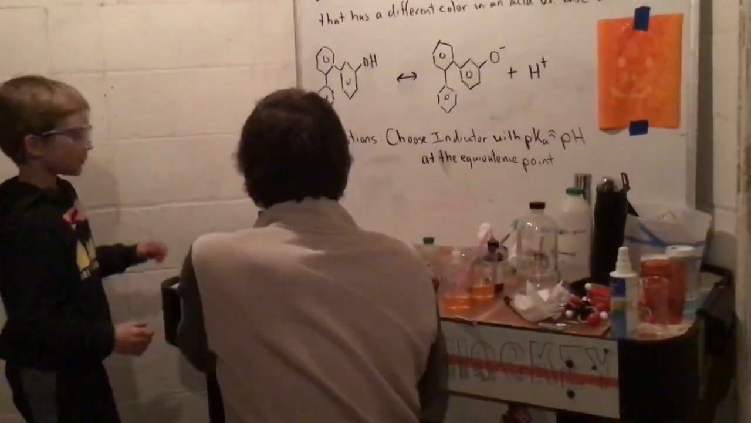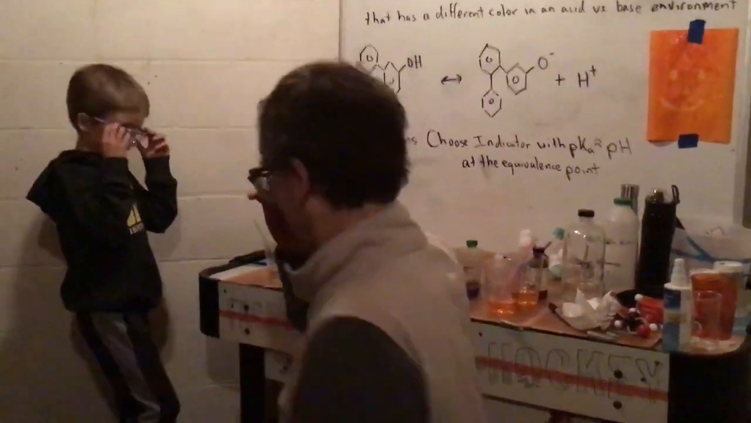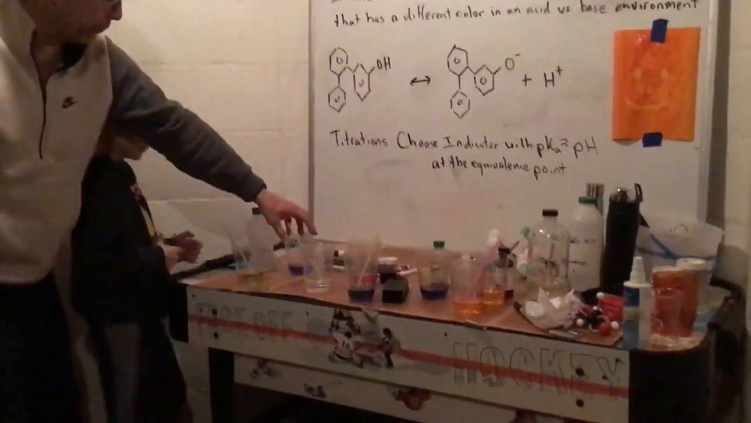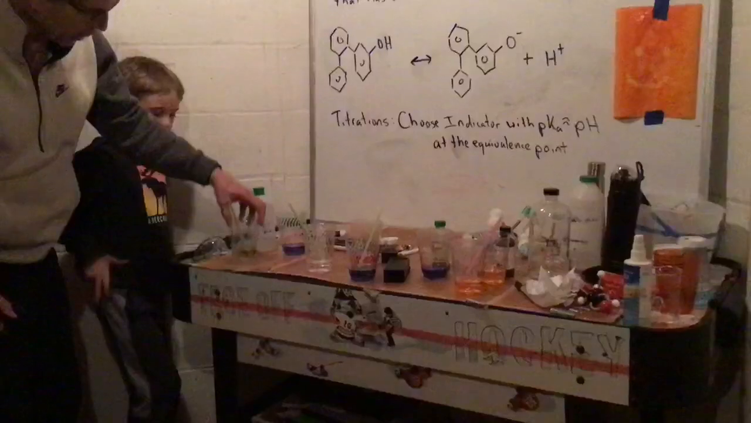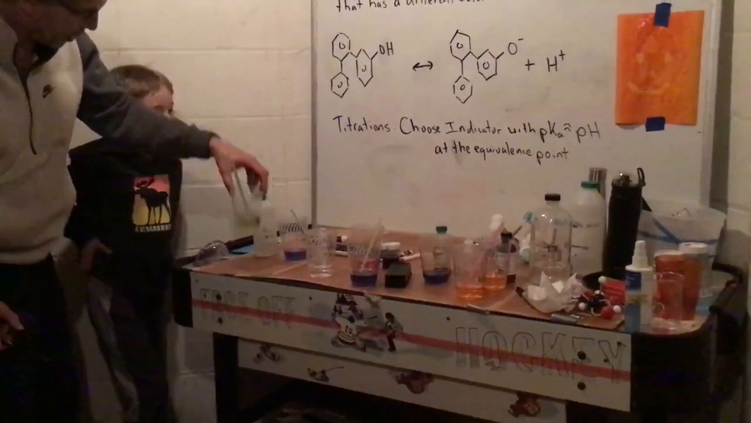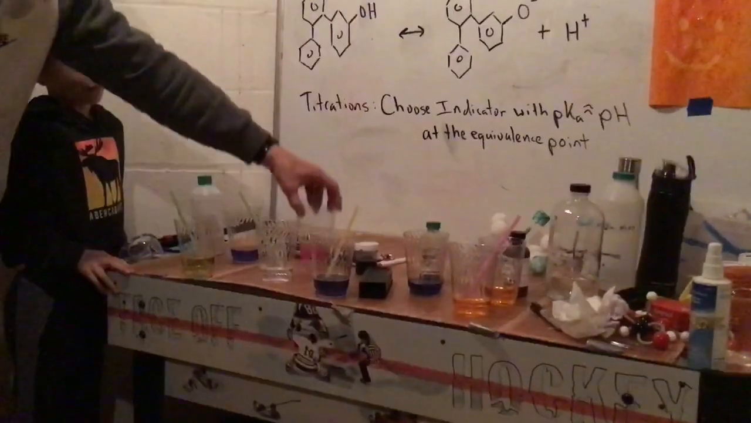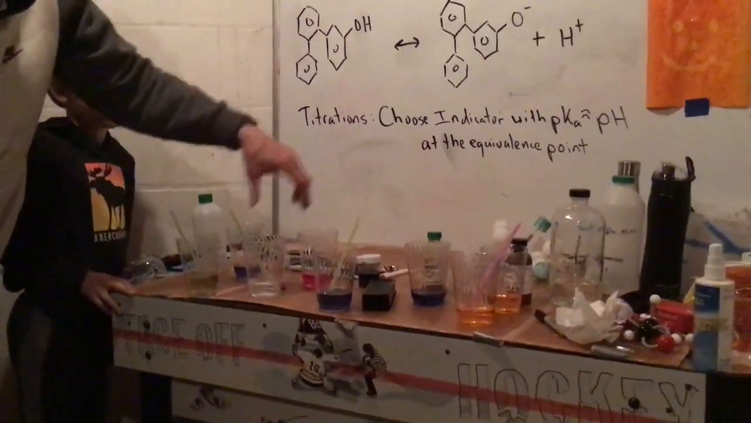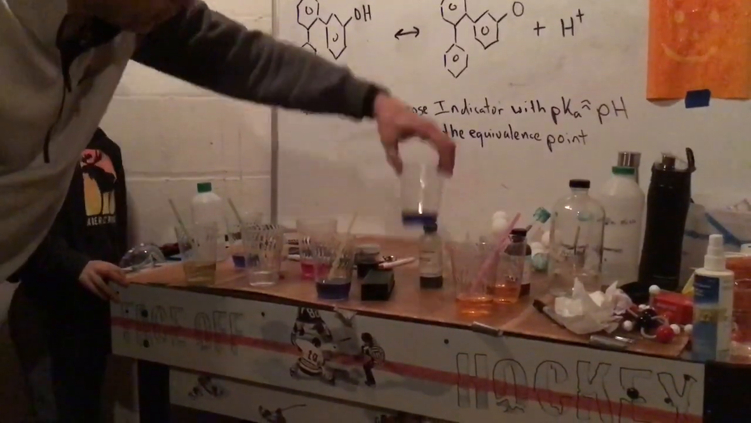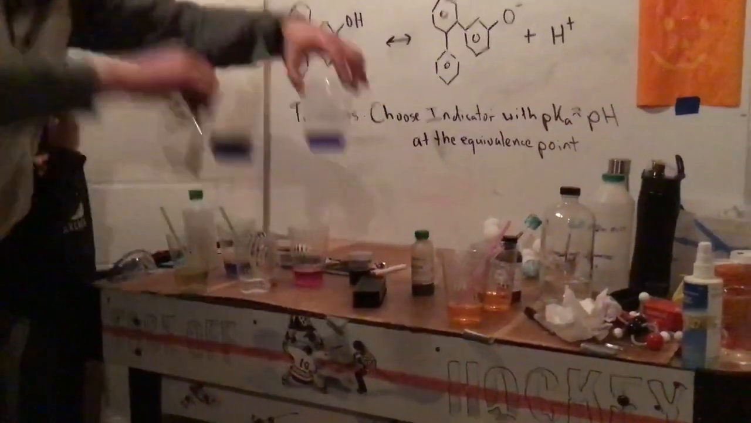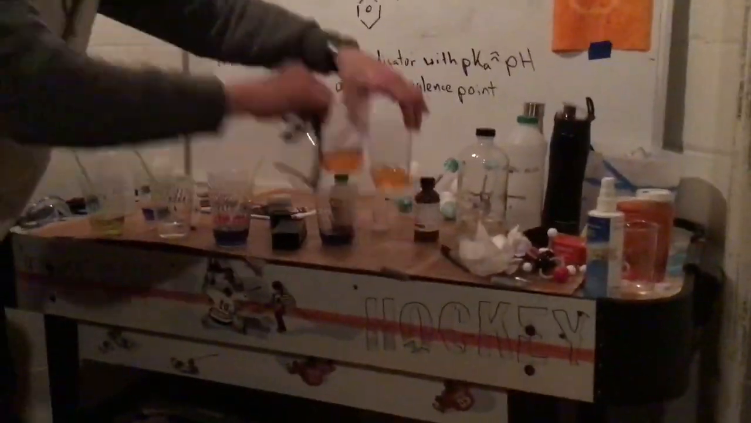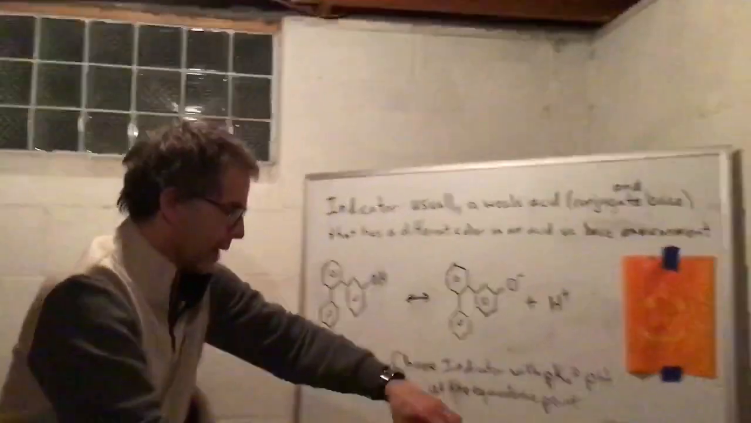All right, let's see what we got. Now this one is bromothymol blue, and that went from blue to, what does that look like? Yellow, with a little tint of green. And the phenolphthalein went from pink to? Like clear water. And the other bromothymol blue pretty much stayed the same, and the methyl orange pretty much stayed the same.